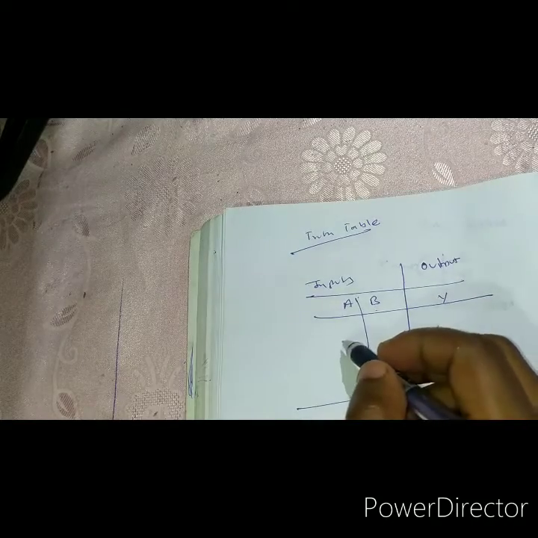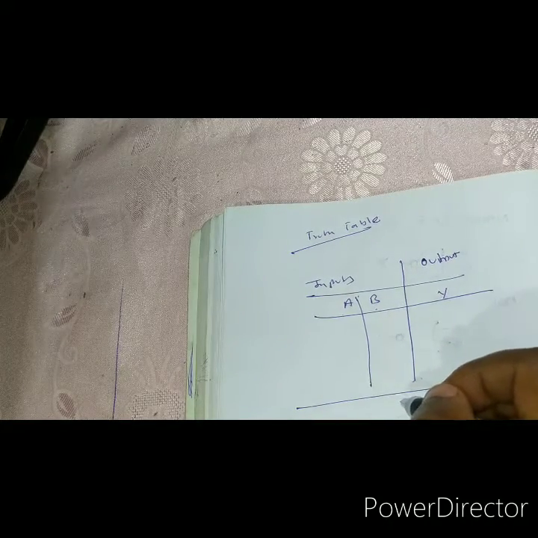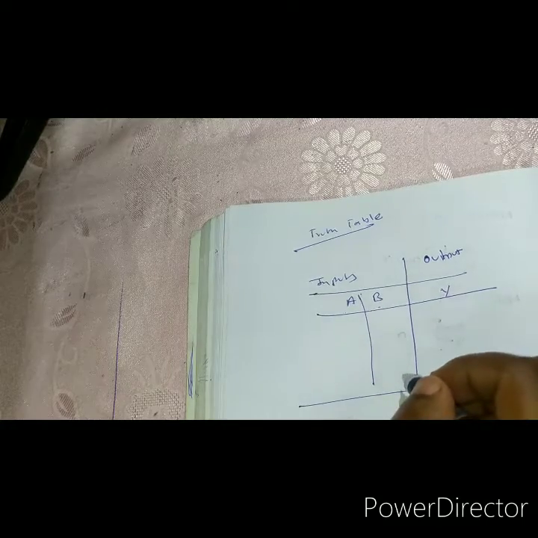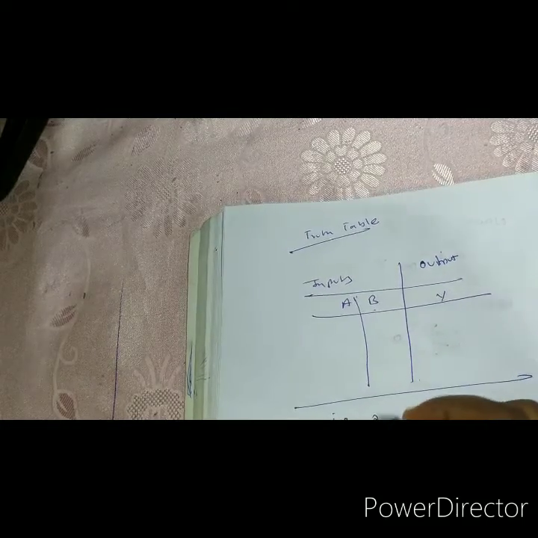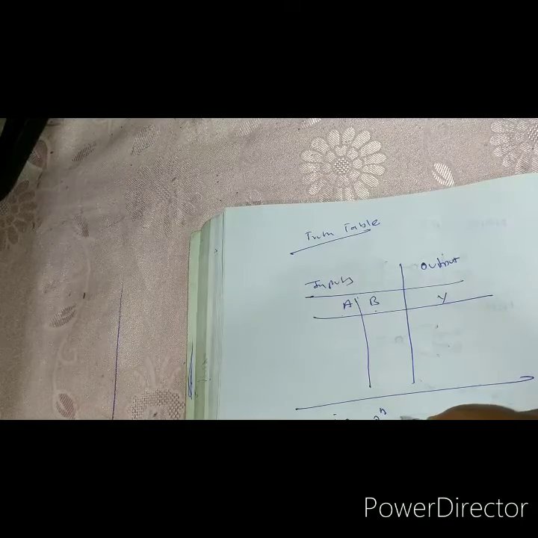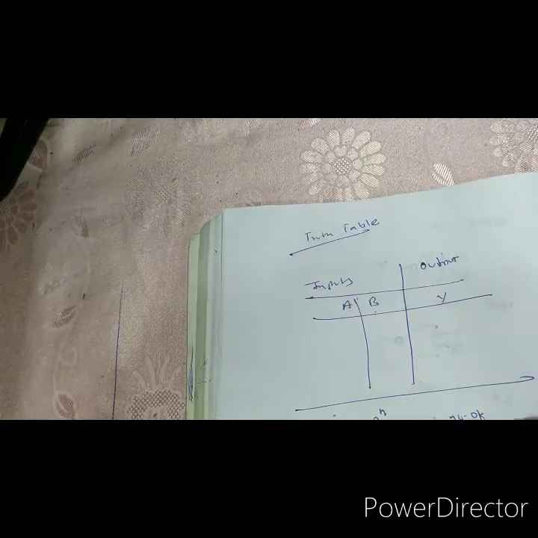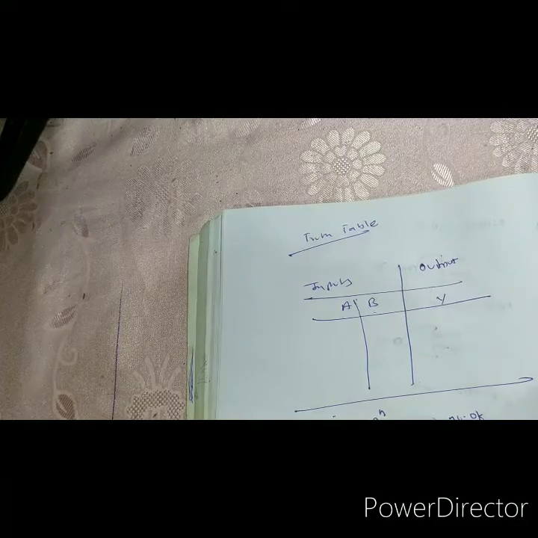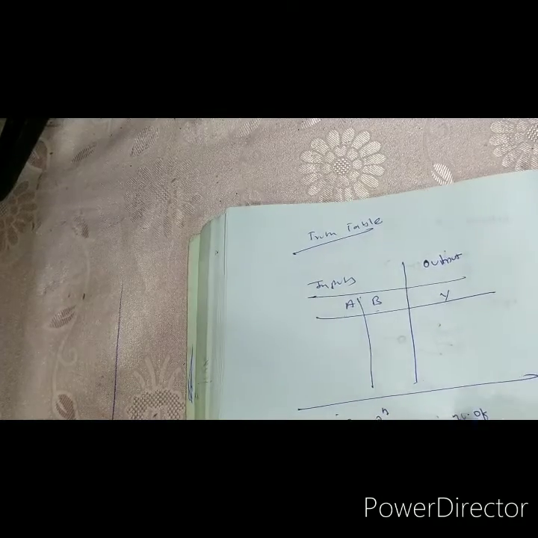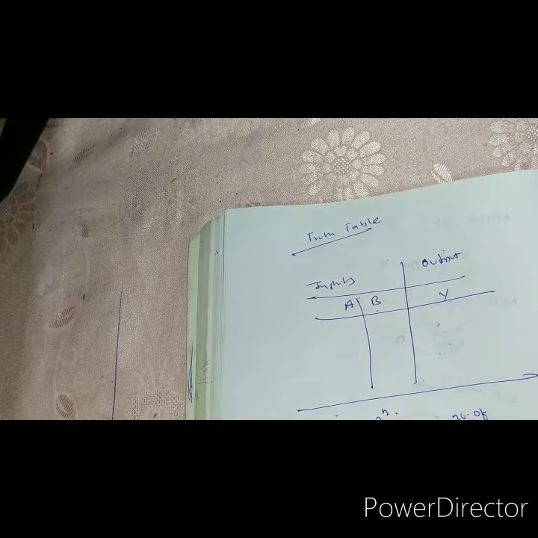How many combinations can we have in the truth table? We can have 2 to the power n combinations, where n is the number of input bits. We can have 2 to the power n number of combinations in the truth table.